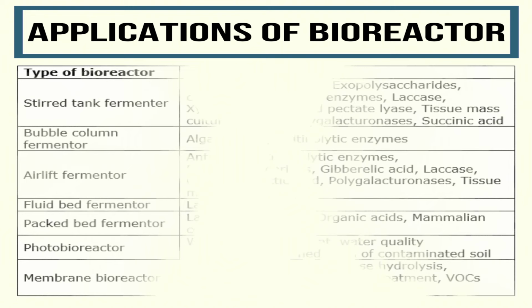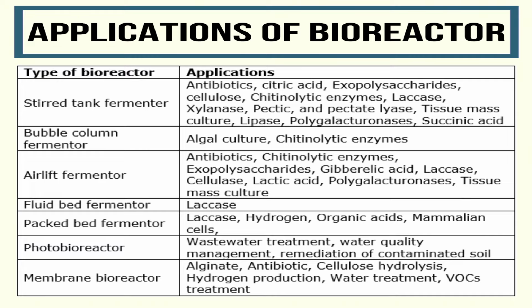Some of the important applications of these bioreactors are: tank fermentator are used for antibiotics, citric acid, exopolysaccharides, cellulose, chitinolytic enzymes, lactase, xylanase, pectin, and peptide lyase, tissue mass culture, lipase, polygalacturonase and succinic acid, whereas bubble column fermenter is used for algal culture, chitinolytic enzymes as well. Airlift fermentator is used for antibiotic, chitinolytic enzymes, exopolysaccharides, pyruvic acid, lactase, cellulase, lactic acid, polygalacturonases, tissue mass culture. Then we have fluid fermentator, which is used for the production of lactase.